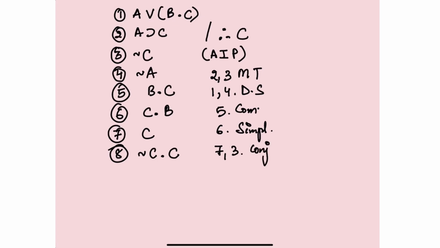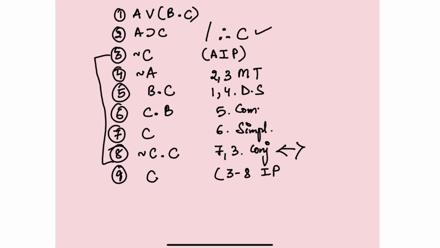So here what we have is a contradiction. So you have negation C dot C. That means the conclusion that was given, the original conclusion, was valid. So simply write from third to 8 IP, indirect proof, and then just show it from third to 8 IP. So in a similar way you have to solve the question.